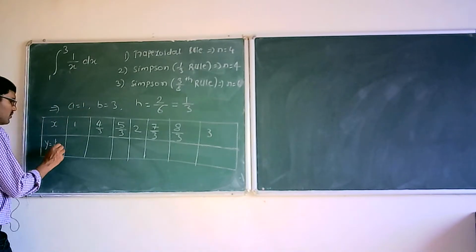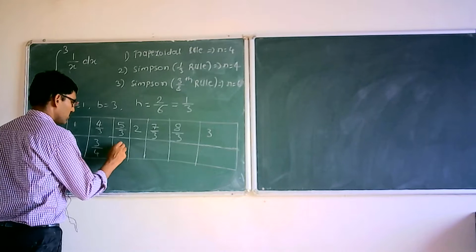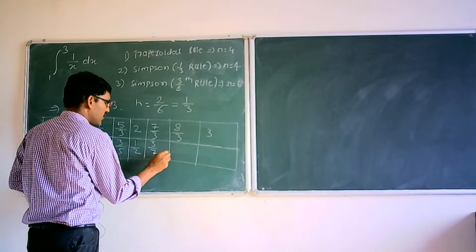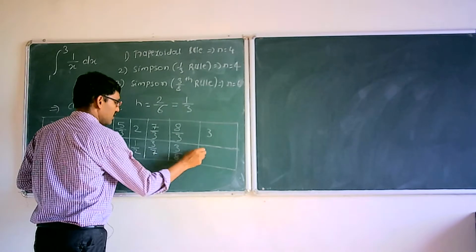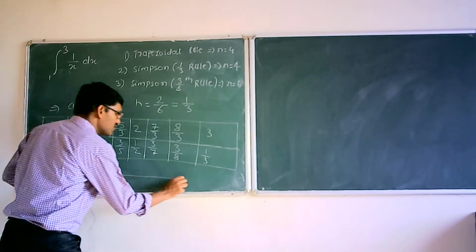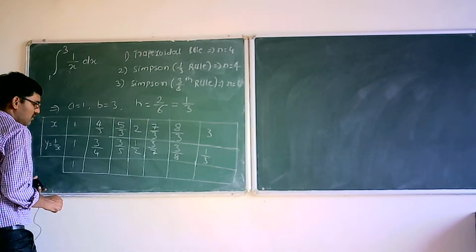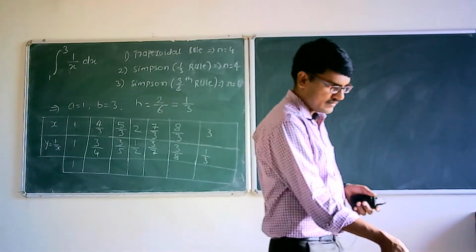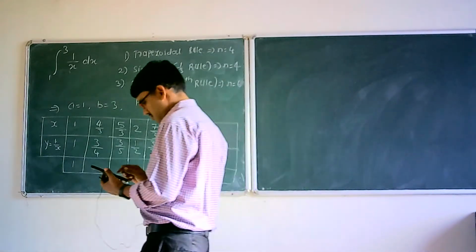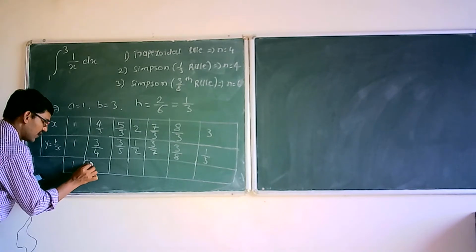Now what is y? y is 1 by x, so it is 1, 3 by 4, 3 by 5, 1 by 2, 3 by 7, 3 by 8 and 1 by 3. You can make a decimal representation, because it will be simple for our calculation. 3 by 4, if you divide 3 by 4, what is it? 0.75.